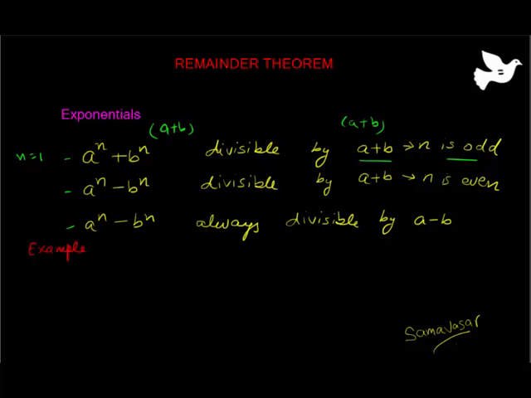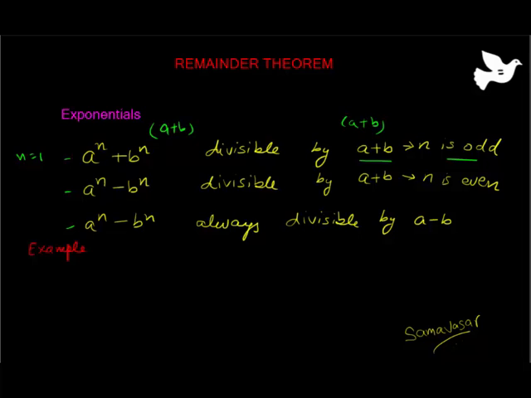So just remember it this way: if n equal to 1 gives you this thing to be divisible by a plus b, it will be true for all odd numbers. This is just for you to remember. You cannot obviously deduce this by just substituting one number in n, but this is for your understanding and for you to remember.